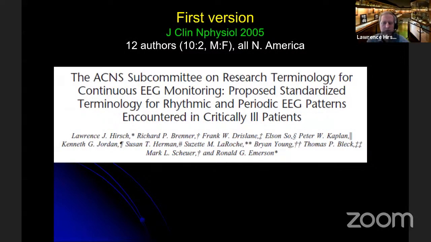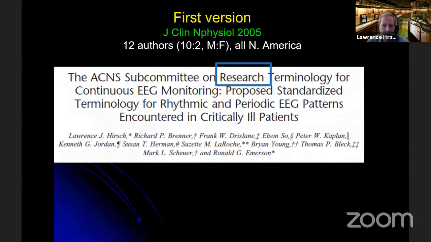Okay, so this started a long time ago. It's really close to 20 years ago, when we first got together to create some standardized terminology for these complicated patterns you see in critically ill patients. Initially, this was a little subcommittee of a total of 12 people, and it was all research terminology. The word research was in it. So we proposed some standard terms, and you can see who was here, and it was all just from North America. But again, that was just for research at that point.